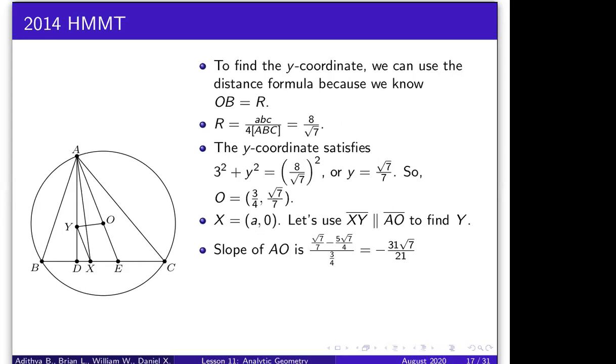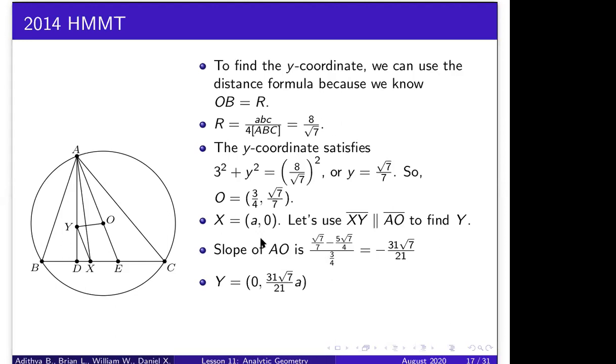And since the slope of XY has to be the same, and we set X to be (a, 0), this means that Y has to be (0, 31 root 7 over 21 times a). So we can verify that now XY has the same slope. So now we have X and Y in terms of this variable a, and we have one last condition: AX is perpendicular to OY. So we'll use that to solve for the value of a.